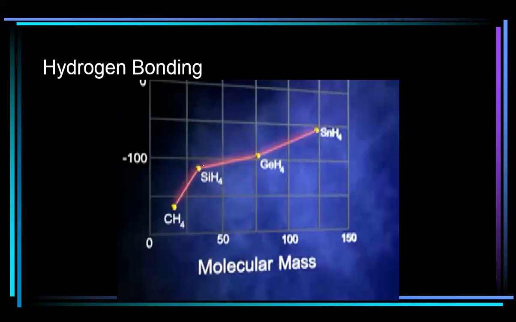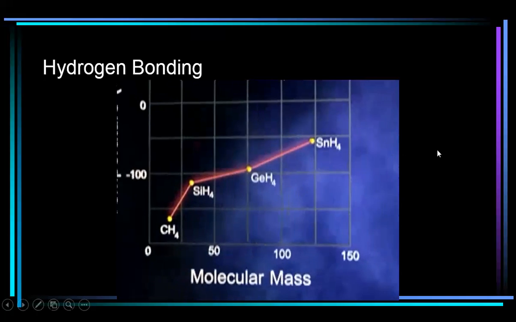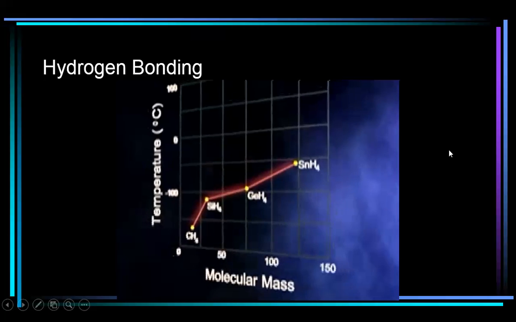Silicon tetrahydride, still very gassy, but a little stronger. Germanium tetrahydride, still very gassy, but a little stronger. This one is still very much a gas, but it's a little stronger. So, what can we say? The smaller the molecule, the weaker the bond. Now, watch what happens when we take hydrogen.